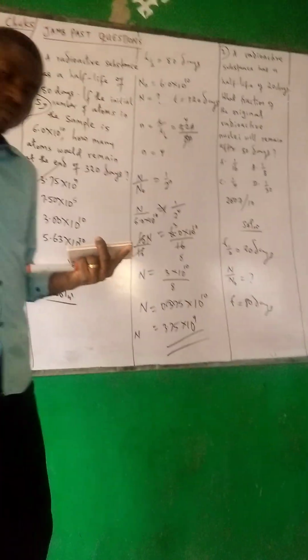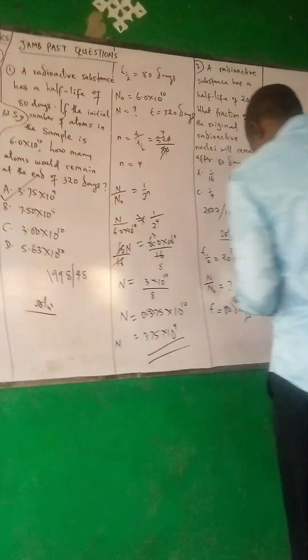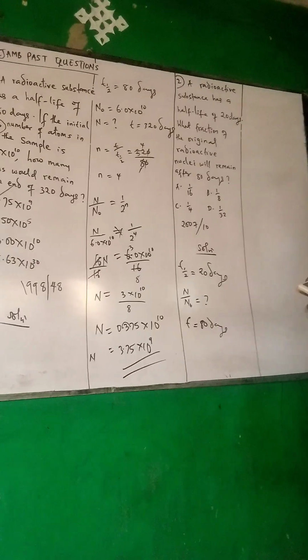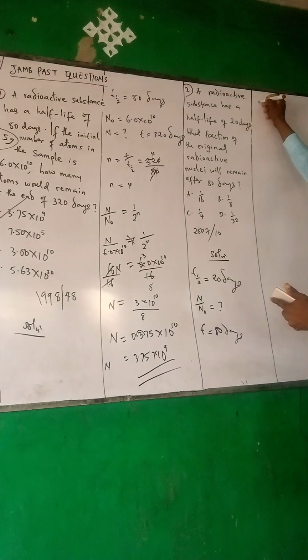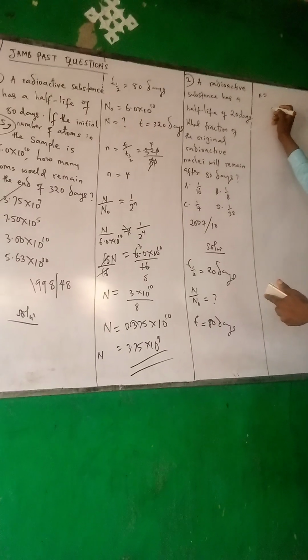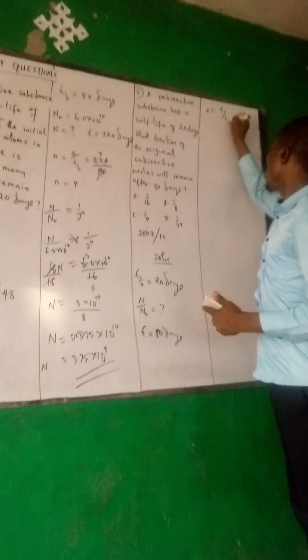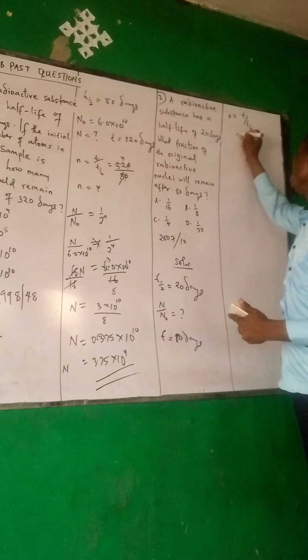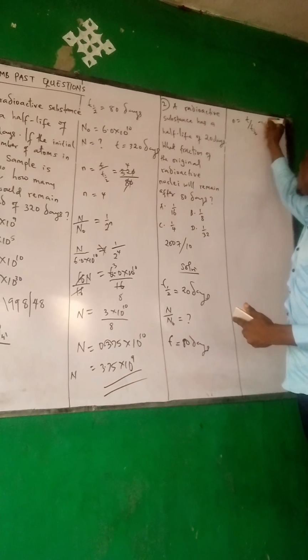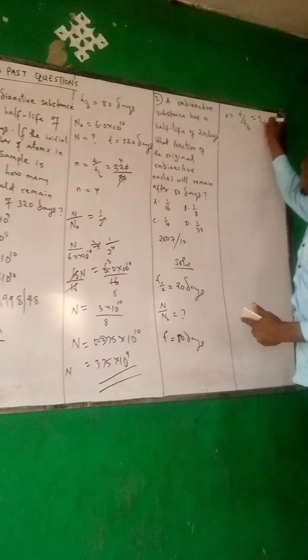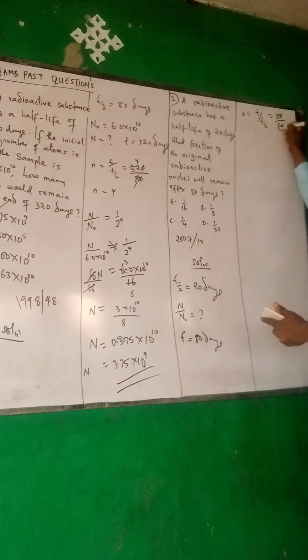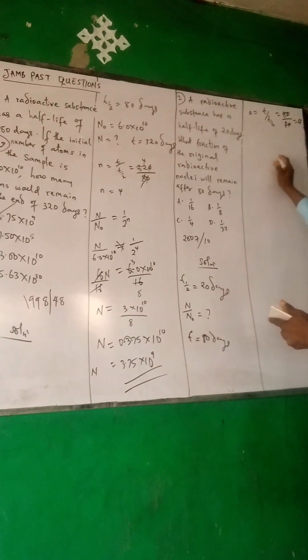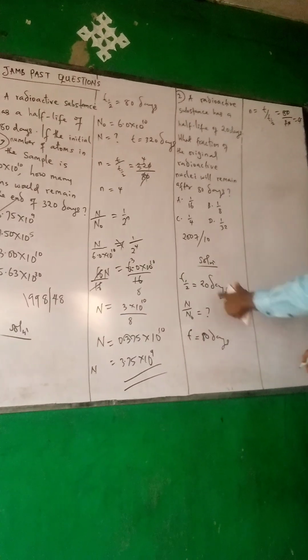days. Now, I think it's very simple. So let me get the number of half-lives. The number of half-lives will be equal to total time over half-life. And that should be, total time is 80, half-life is 20, and that is 4.